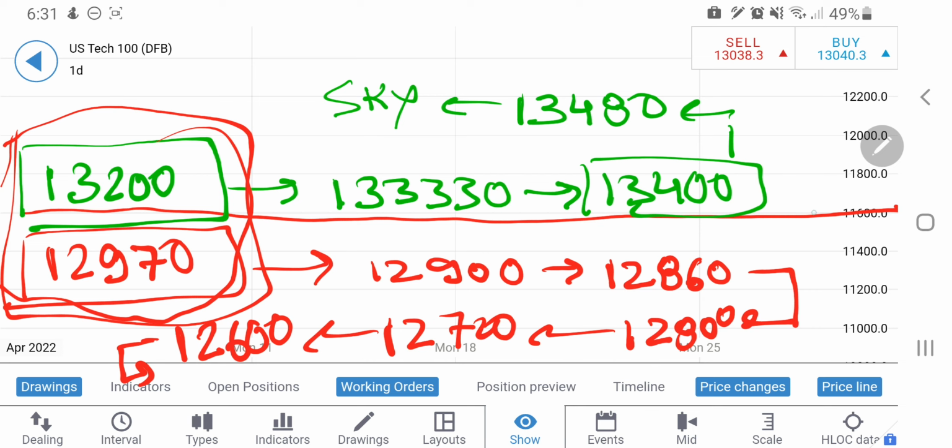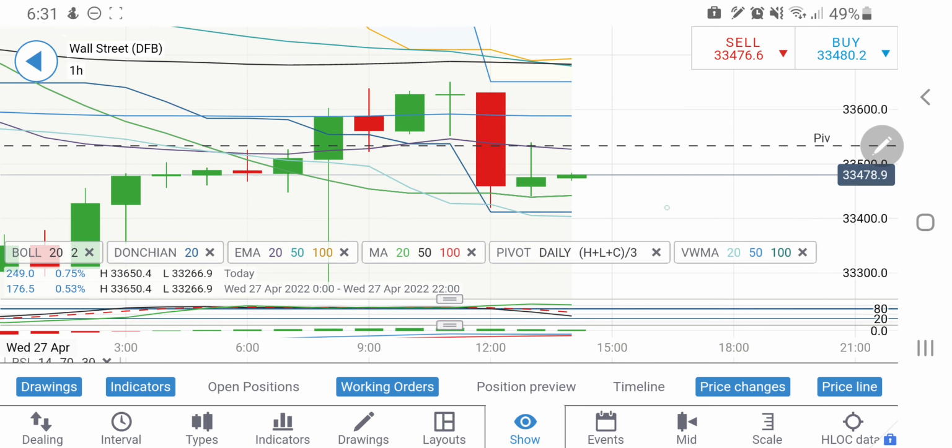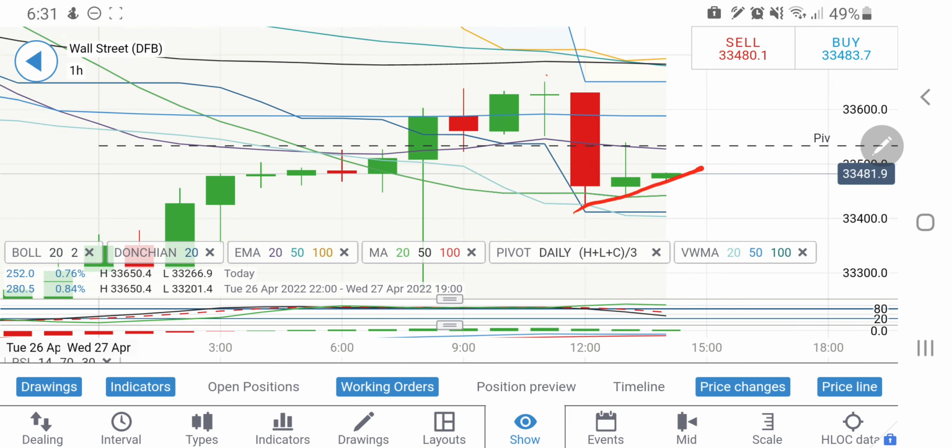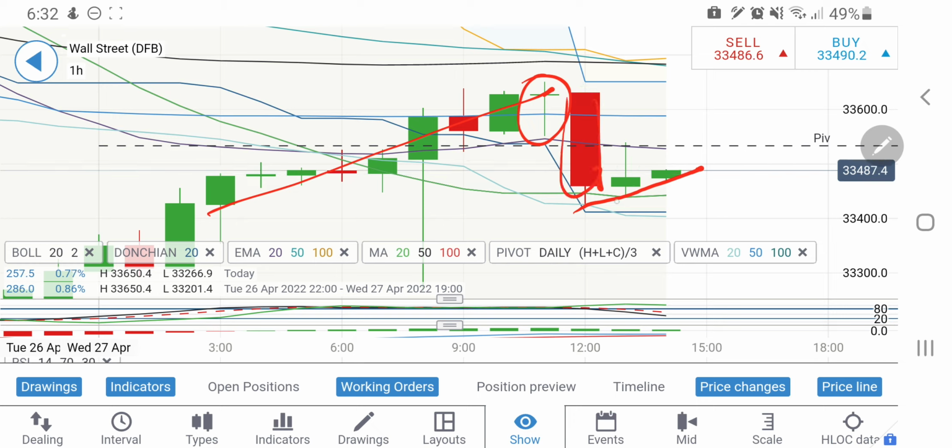Now let's have a look at US30. US30 on the hourly charts is trying to create higher lows, and you can see this is the reversal candle after this minor rise. This is where we have seen this drop, and now it is trying to bounce back again. There is a little resistance at 33,500, rather I will say 33,550 levels.